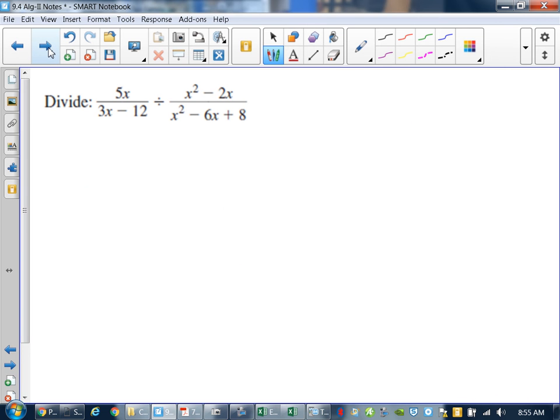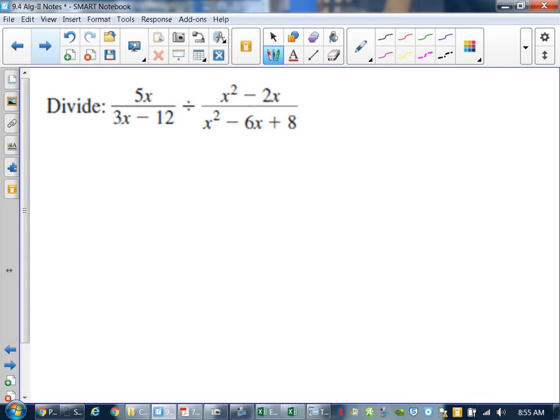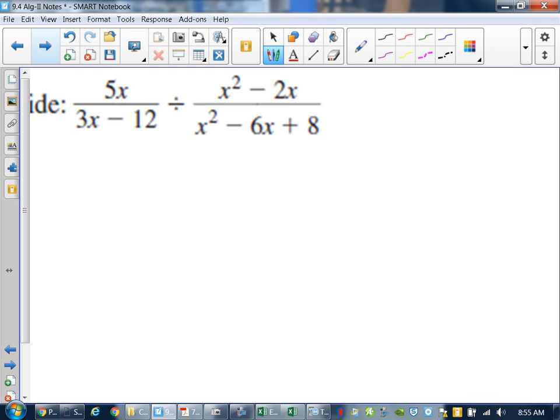Hey, what changes when you divide? Sign? No. When you're dividing fractions, what do you do? Flip it. So as I'm writing this down, I'd factor it. I've got 5x over 3x minus 12, which means I'm going to write down 5x over 3 times x minus 4 on the top. And then I'm going to flip it. What times what is 8 that I add together to get negative 6? Negative 4, negative 1.